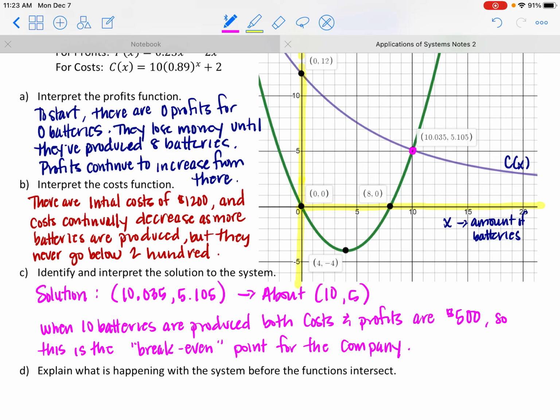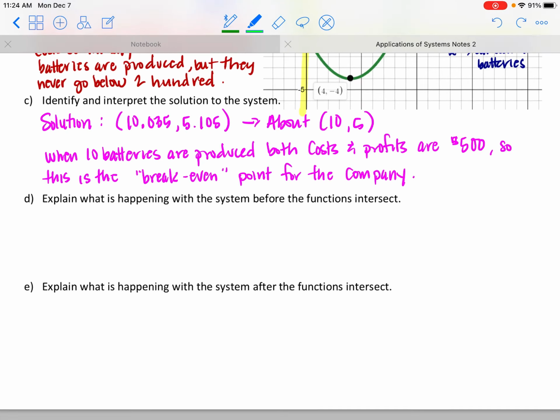Now what is happening with this system? Again, looking at both of these together, what is happening with this system before the functions intersect? So before any intersections are happening, the profits are below the cost. That means the profits are less than the cost. It costs more for them than they are producing in profits. That's not generally where you want to be for a company.